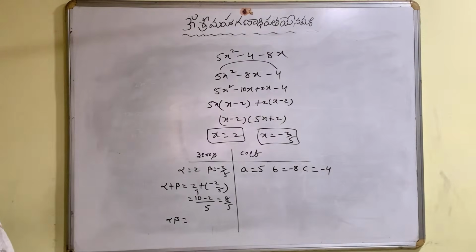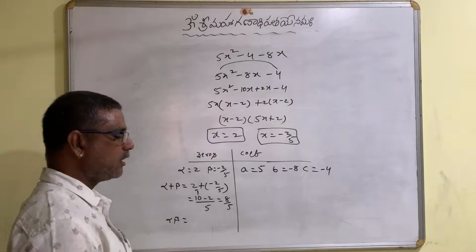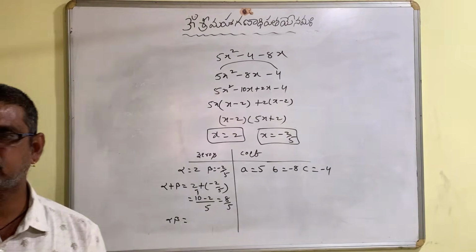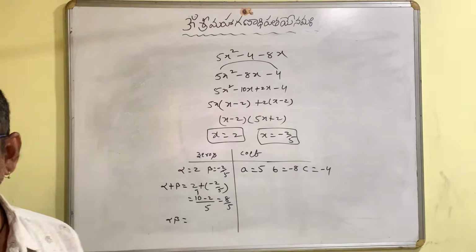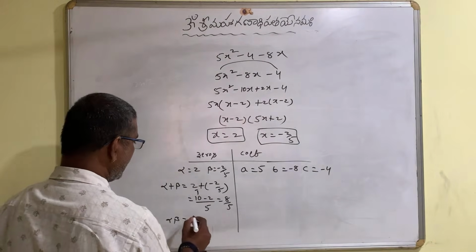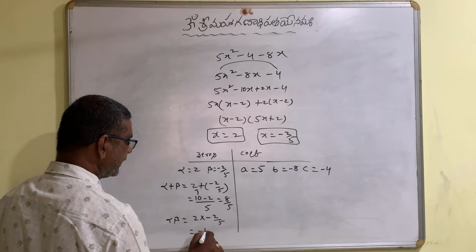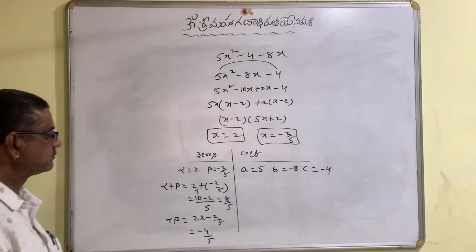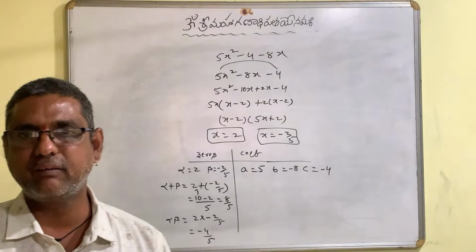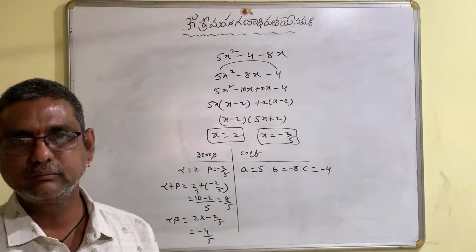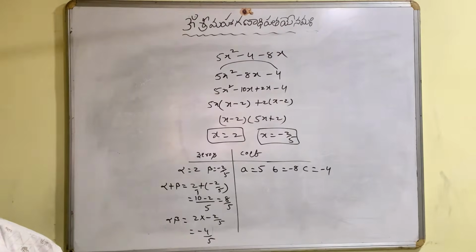Alpha into beta. How much is this? Alpha into beta is negative 4 by 5. Alpha plus beta we got 8 by 5. Alpha into beta we got negative 4 by 5.